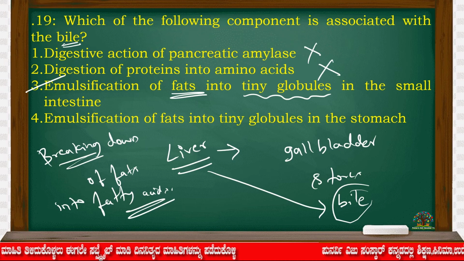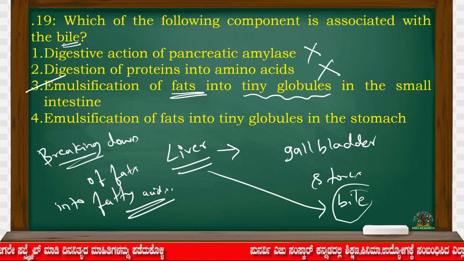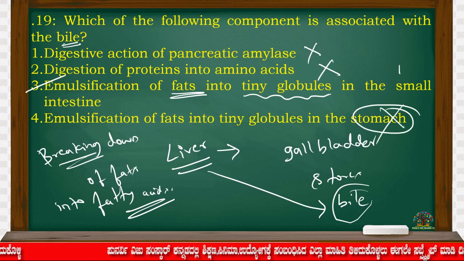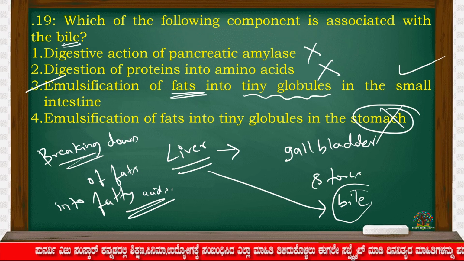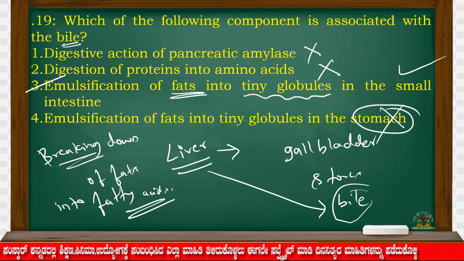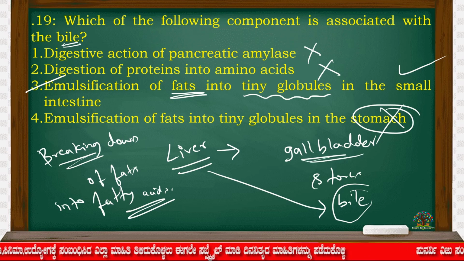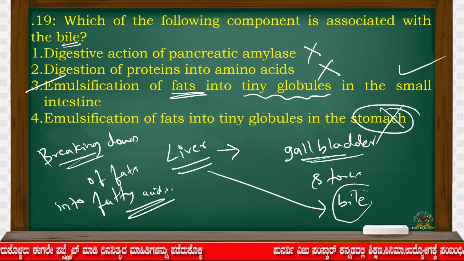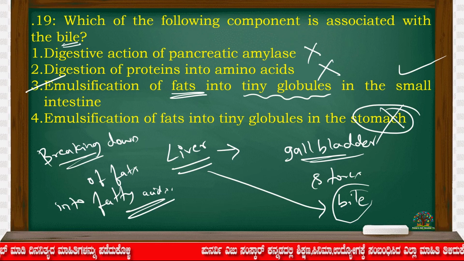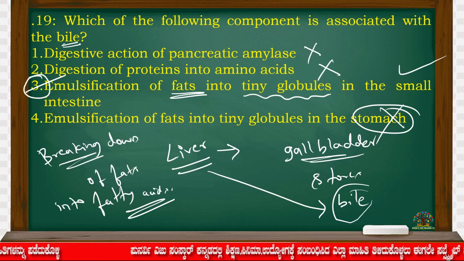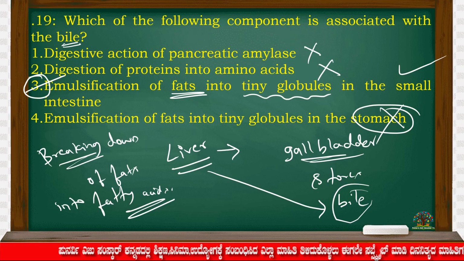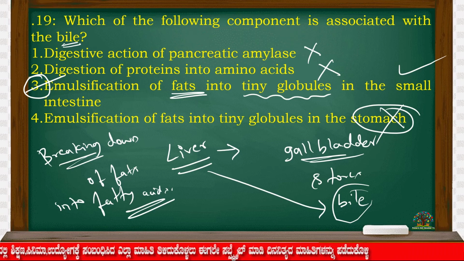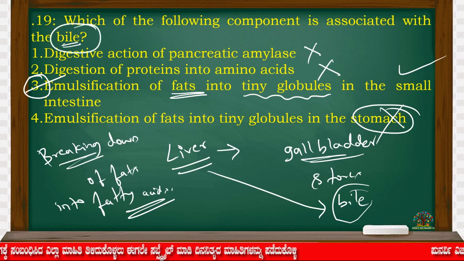And the fourth option, emulsification of fats into tiny globules in the stomach. This doesn't happen in the stomach, rather it happens in the small intestine, because the small intestine is in direct connection with the gallbladder. The gallbladder transports the bile juice into the intestine, where the fats are broken down into fatty acids. So option number 3, emulsification of fats into tiny globules in the small intestine, is the correct component that is associated with the bile juice.